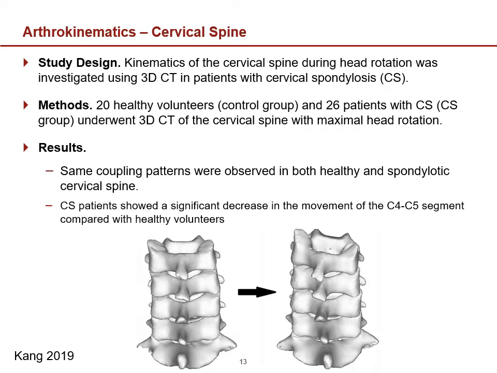Cervical spondylosis patients showed a significant decrease in the movements of the C4, C5 segment compared to healthy individuals. This is slightly different than the results we saw on the previous slide, as far as the middle cervical spine having a bit more motion. But again, we would potentially suspect that there would be compensatory motions either above or below those segments where there's decreased motion, or there's going to be decreased overall motion for the spondylotic group.